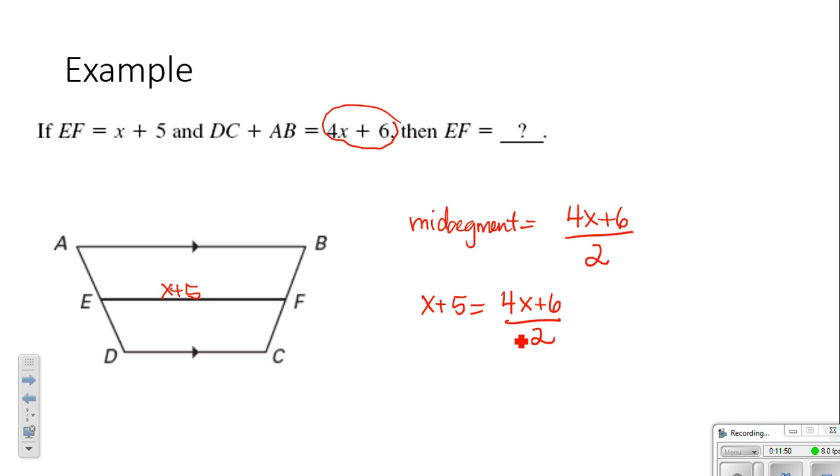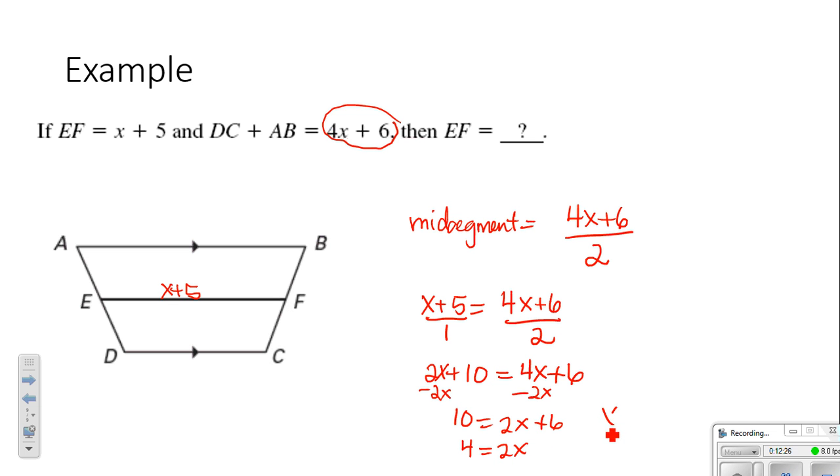Okay? And then I can solve this as a proportion because I have two fractions on both sides of an equal sign. I have one fraction on this side, one side has another fraction. I can say this is over 1, and I can cross multiply. I can say 2 times x plus 5 would be 2x plus 10, because remember, you have to distribute the 2 to both the x and the 5. And that equals 4x plus 6. Subtract the 2x from both sides. I get 10 equals 2x plus 6. Subtract 6 from both sides. I get 4 equals 2x. And I get x equals 2.